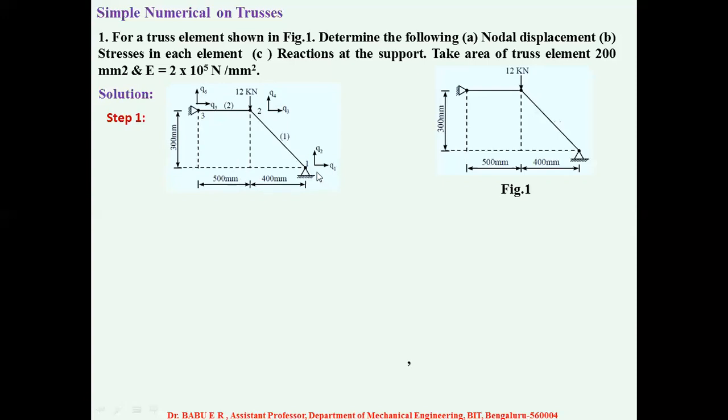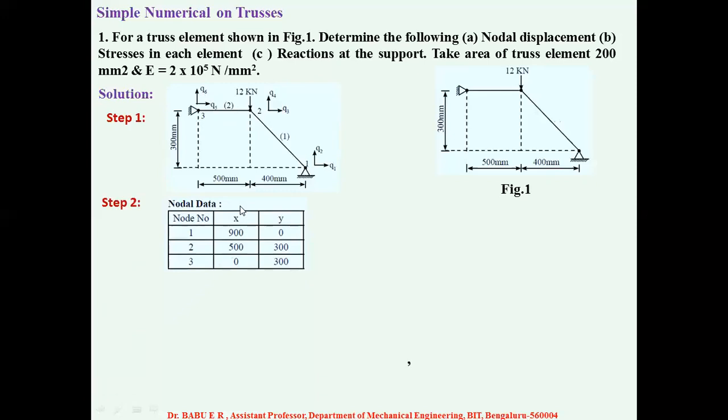Also, let us assume that at node 1, the displacement along the x direction I will take as q1, and along the y direction as q2. Coming to node 2, the displacement along the x direction I will take as q3, and along the y direction as q4. Similarly, at node 3, along the x direction it is q5, and along the y direction it is q6. So this is the first step: you locate the element numbers, locate the nodes, and locate the nodal displacements.